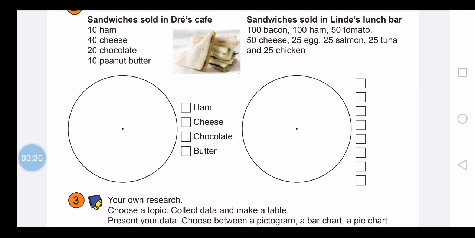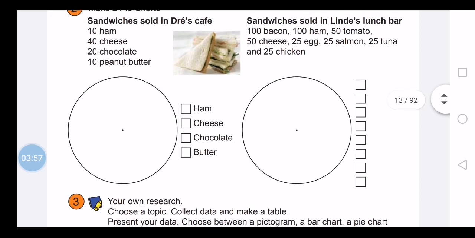Now look at cheese, for example. There were 40 cheese sandwiches sold. What fraction is 40 of 80? Draw it on the pie chart. We have to work it out step by step. I'm not going to give you too much more help, because then you won't have anything left to do yourself. So see if you can figure it out. Okay.